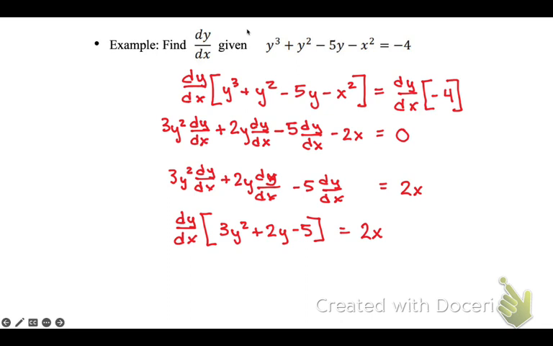Factor. Find the derivative. No, we found the derivative already. Okay, guys, it's dy/dx times this. I want dy/dx on its own. Divide. So I get 2x over 3y squared plus 2y minus 5.